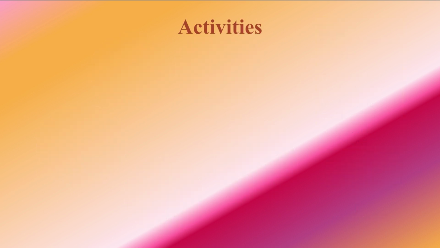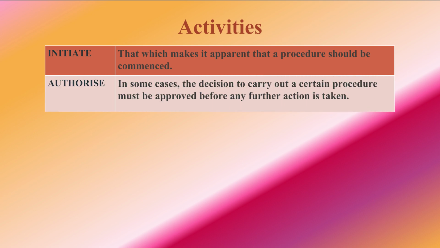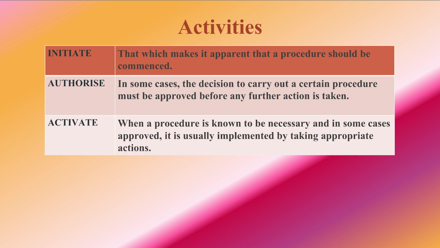So how should we do activities? Initiate: that which makes it apparent that a procedure should be commenced. What is initiate? That which makes apparent that a procedure should be commenced. Authorize: who is authorized to do this? In some cases, the decision to carry out a certain process must be approved. Activate: who will activate?